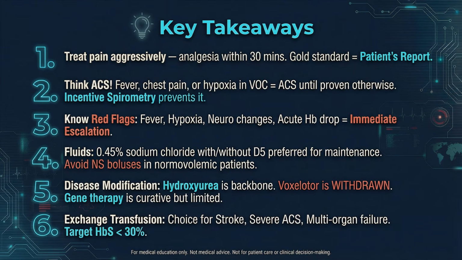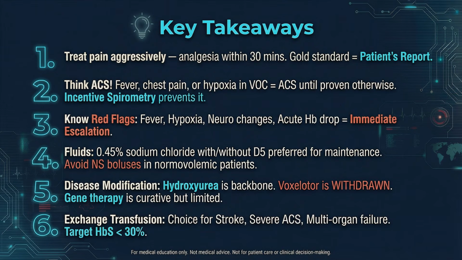So, let's summarize with the key takeaways from today. Number 1. Treat pain aggressively and early. Your patient's report is the gold standard. Number 2. Always think of acute chest syndrome. Any vaso-occlusive crisis patient who develops a fever, chest pain, or hypoxia has acute chest syndrome until proven otherwise. And remember that incentive spirometry is your best tool for prevention. Number 3. Know your red flags. Fever, hypoxia, neurologic changes, or an acute drop in hemoglobin demand immediate escalation.